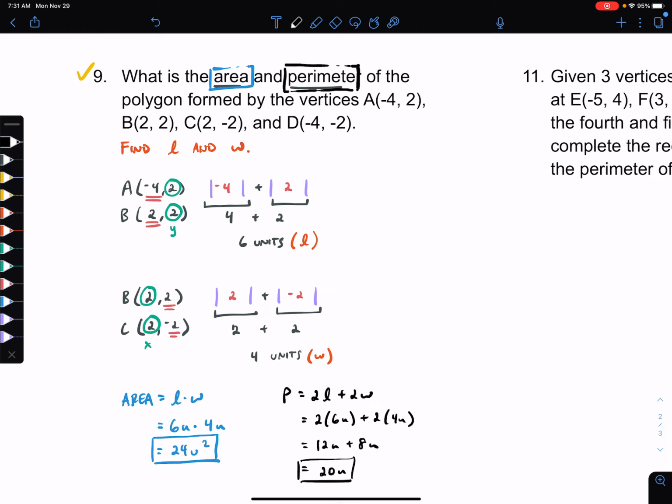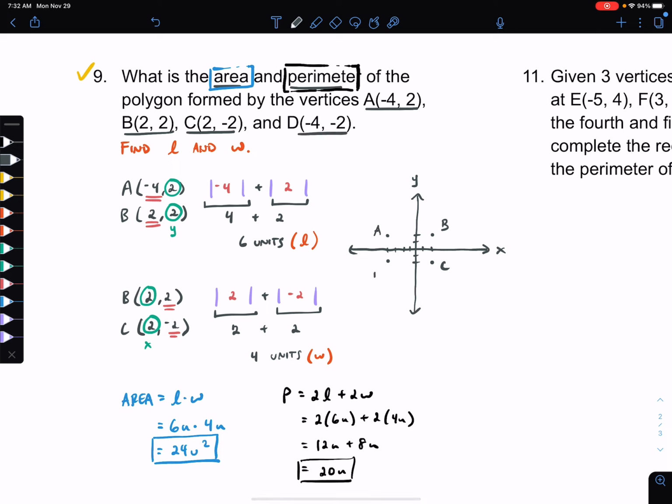And if you wanted to see this on a sketch, because usually that helps people visualize this a little bit more clearly, I'll go ahead and show you this. This will be my y-axis, and this will be my x-axis. Let me go ahead and plot some things. So for A, it's going to be 1, 2, 3, 4, 1, 2. So here's A. For B, it's going to be 2, 2, so 2 this way and then 2 up. For C, it's going to be 2 to the right and then 2 down. And then for D, it's going to be 4 to the left and 2 down.